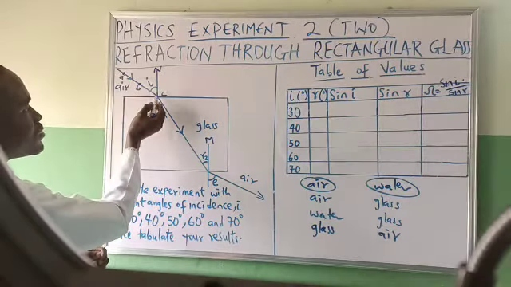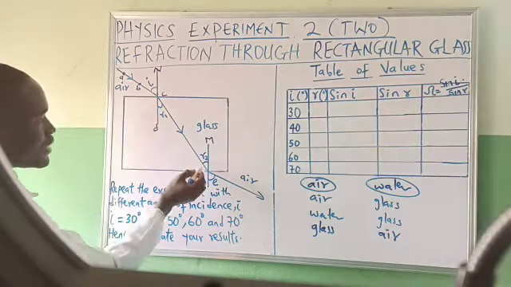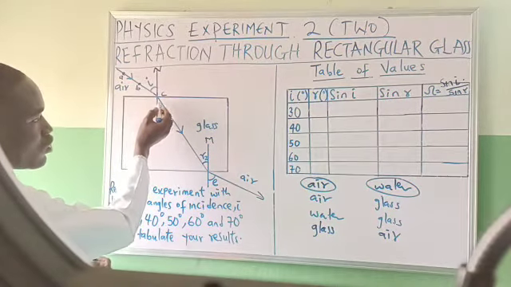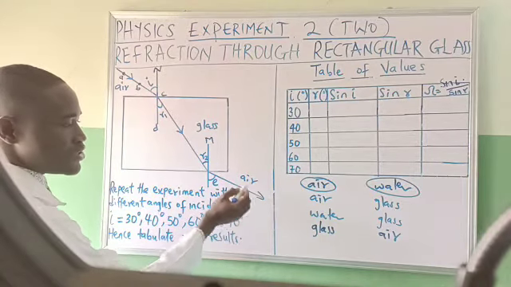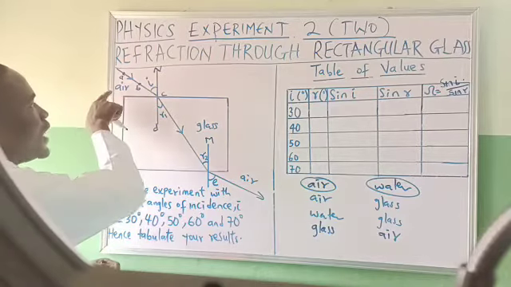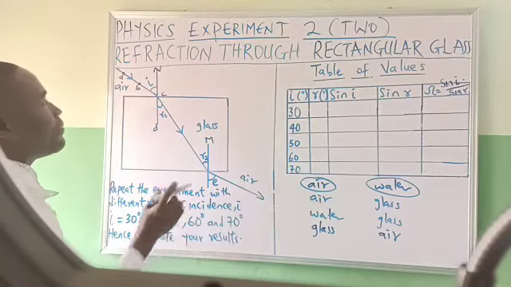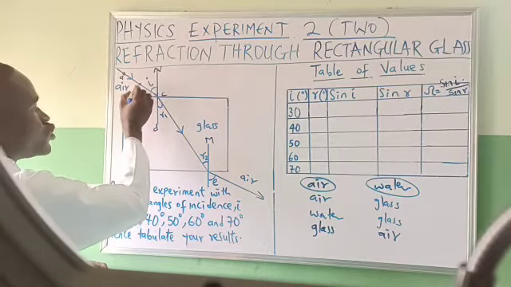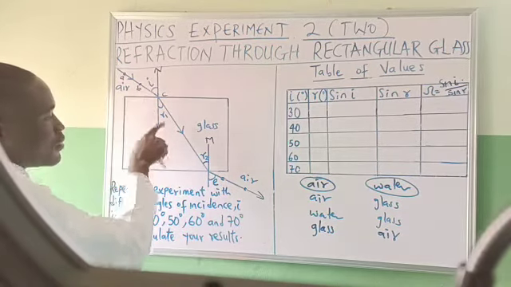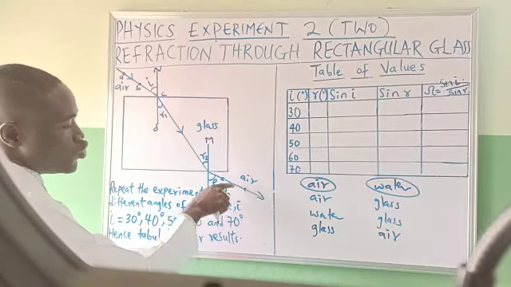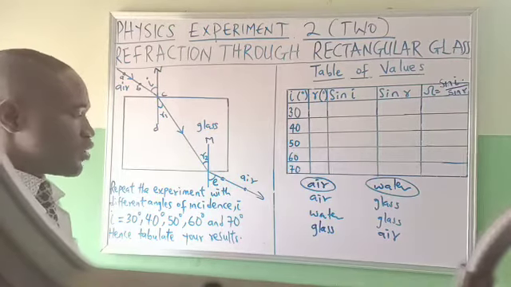This is a typical diagram of the rectangular glass prism experiment. Here is your incident ray, here is your normal, here is your incident angle, your refracted ray, your refracted angle, your emergent ray, your emergent angle. Here is your air part, here is the glass part, here is your air part again. Here is where you put your pins. You put two pins here, then you put the others such that they cover the first two pins. That is when you say you have gotten it.